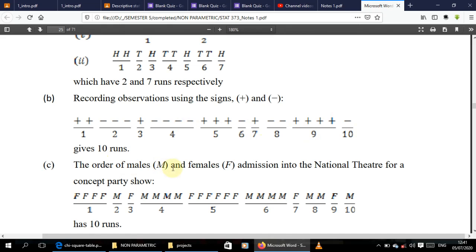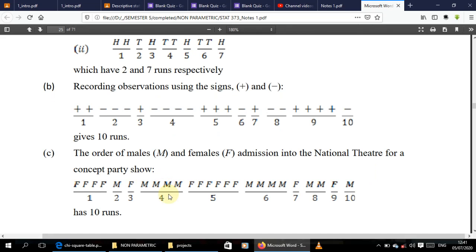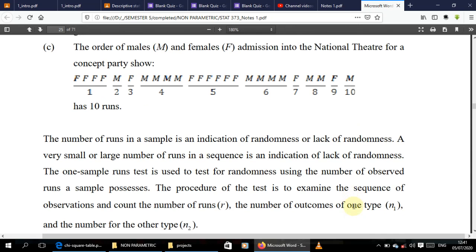So consider the order of male and female admission into a national theater for a concert party. This is how people were entering the theater. The first 4 people were female, followed by a male, and then a female came in, and then 4 males, and then females, 5 or 6 of them, in that order. So you want to see the runs. These females are 1 run, these females are 1 run, the male that followed makes 2. When you count everything, there are 10 runs. So that is basically runs.